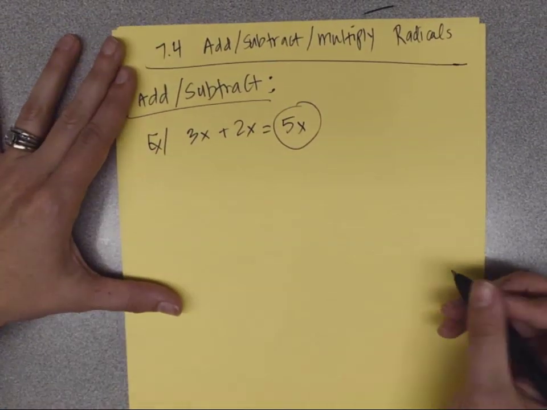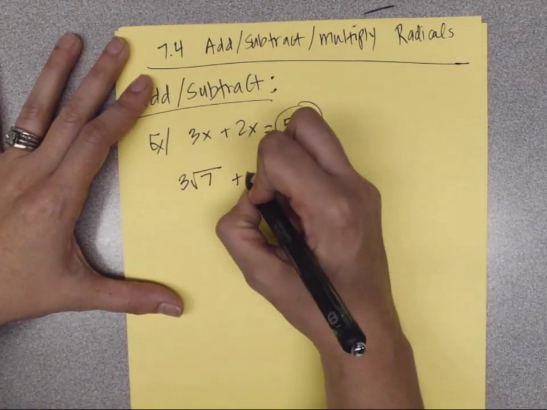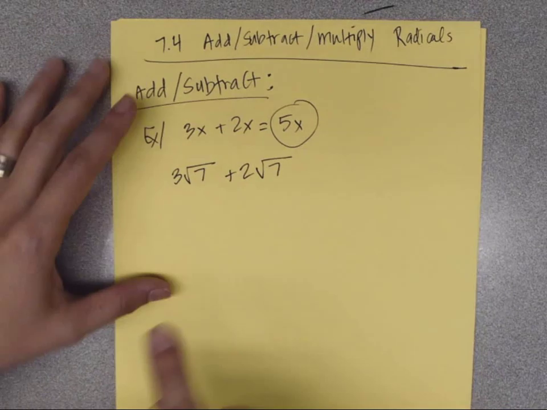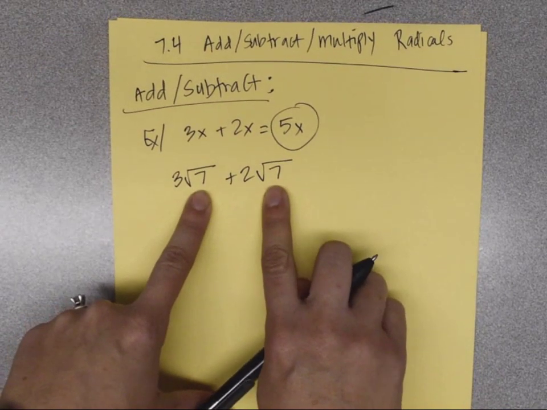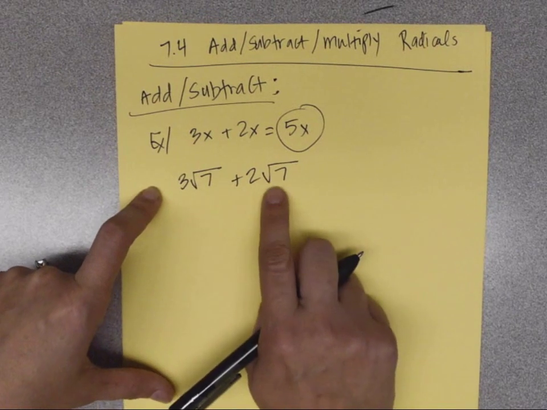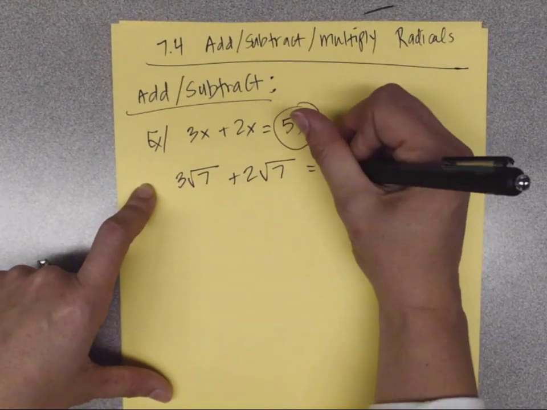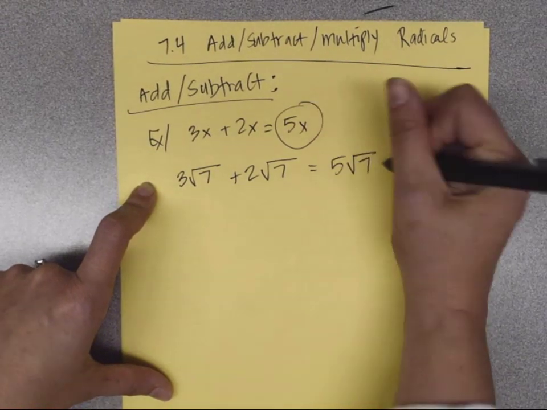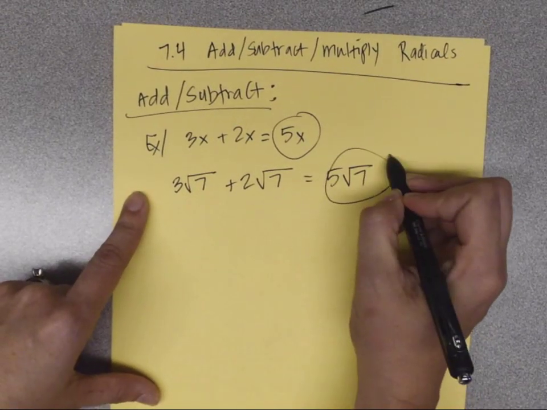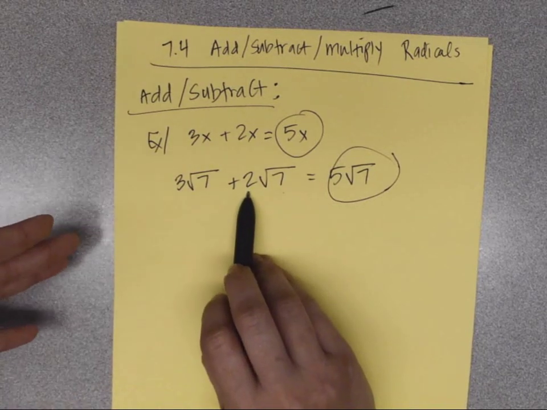Same idea with radicals. If I had 3 times the square root of 7 plus 2 times the square root of 7, since they're both square roots of 7, the idea here is I have 3 of these square roots of 7 here. I have 2 of them over here, so I can add them together. 3 plus 2 gives me 5 of my square roots of 7. So same idea, you just add the coefficients in front. That's for adding. Subtracting works the exact same way.